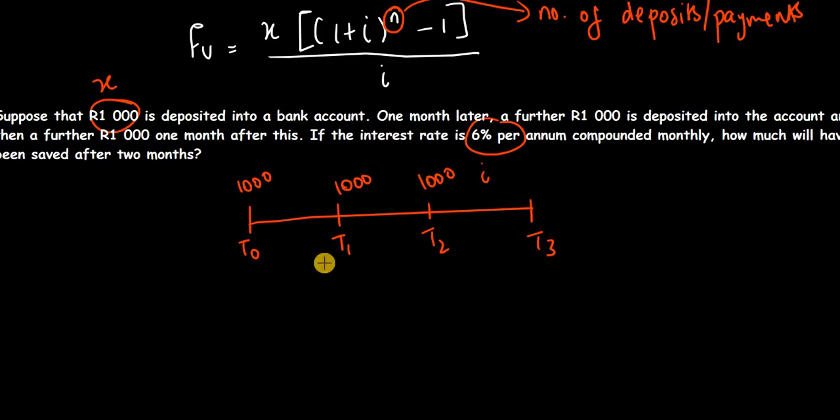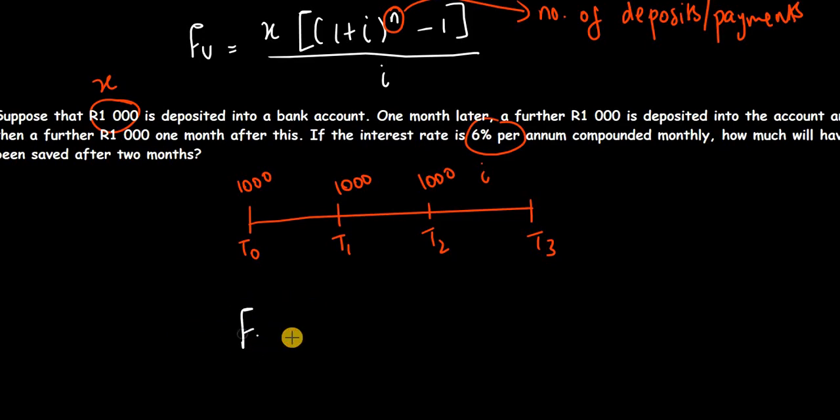The thing is that most people make the mistake of associating this n with the number of years, which is not necessarily true. Another thing is that they take the number that was asked in the question. You see here, they wanted to know how much will be saved after 2 months. Then someone just says, n is 2. It doesn't work like that, okay? You have to count or calculate your number of payments.